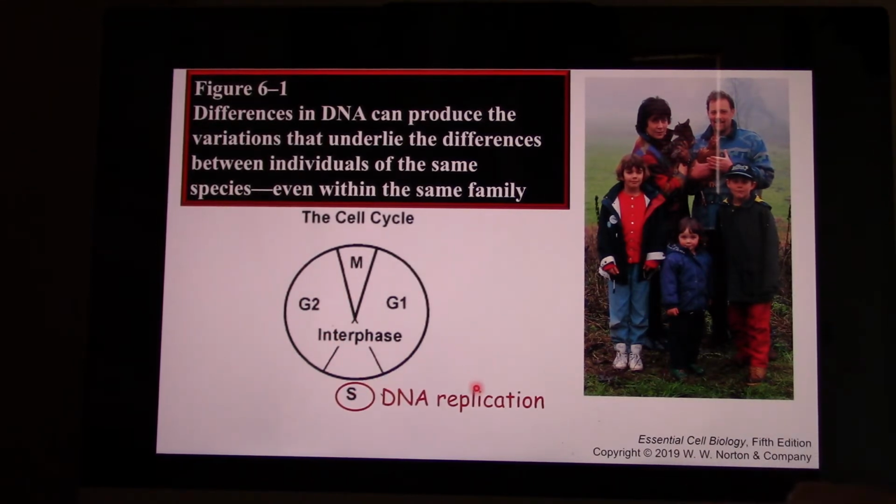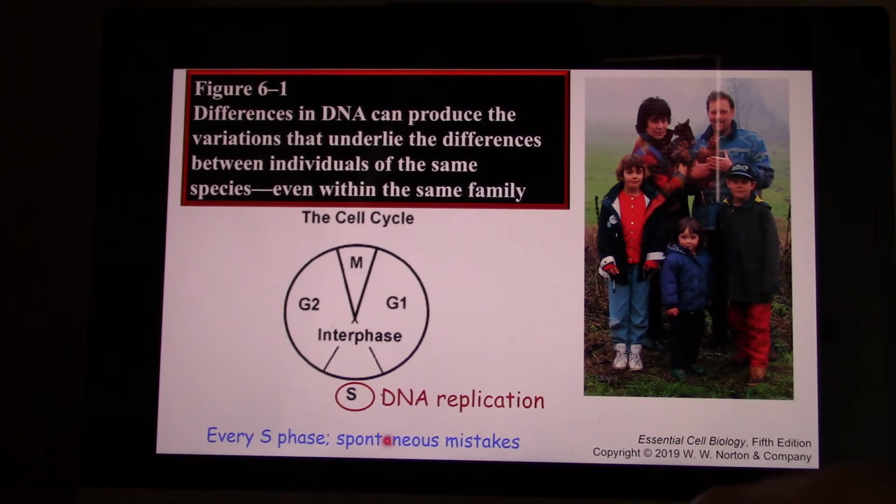So every time we divide the cell, we have to do DNA replication if we want each cell to have the amount of DNA that it's supposed to have. And consequently, every S phase, there are spontaneous mistakes. So the cell makes mistakes as it's replicating the DNA, which can have consequences.